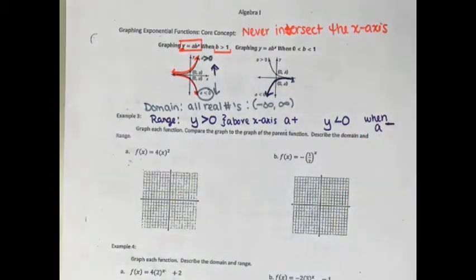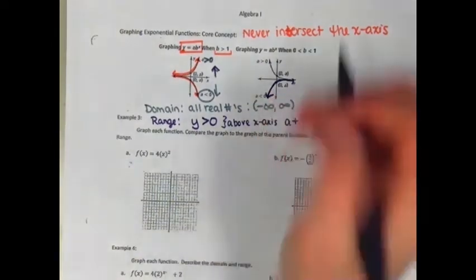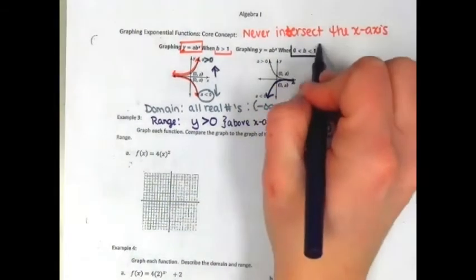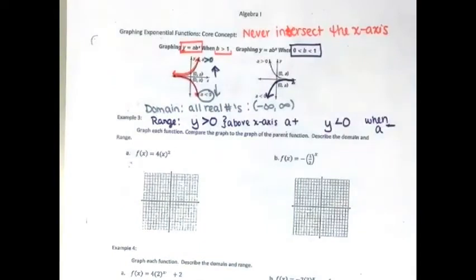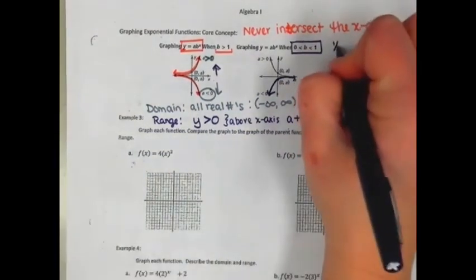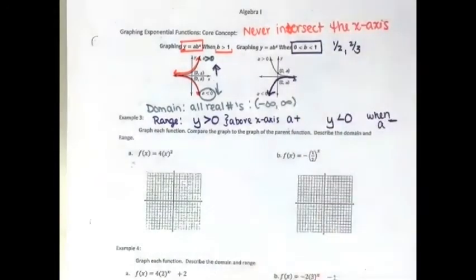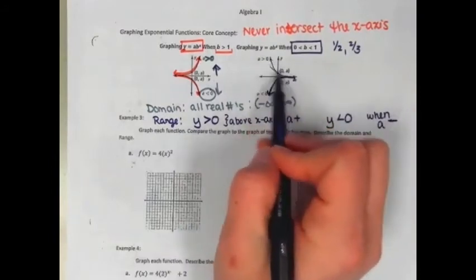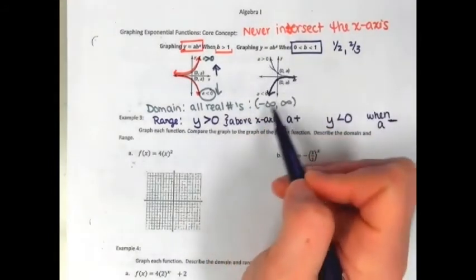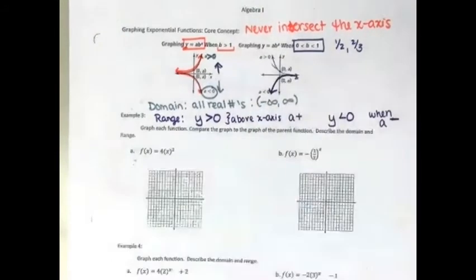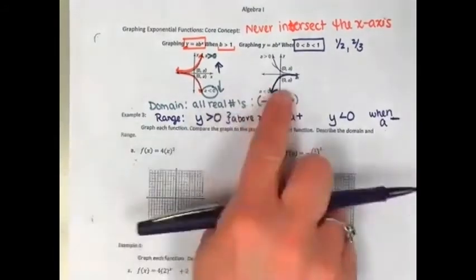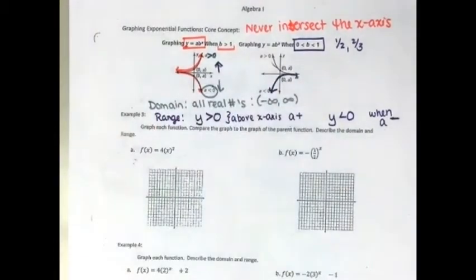Now, if you notice, looking over here, when b is between 0 and 1, what numbers are between 0 and 1? 1/2, 2/3, right? Fractions. If you notice, do you see how it decreases to the right, increases to the right there? It kind of flip-flops, right? You guys okay with that?